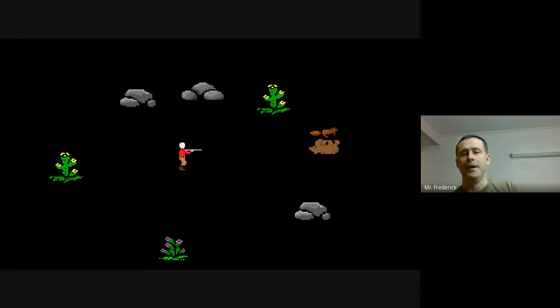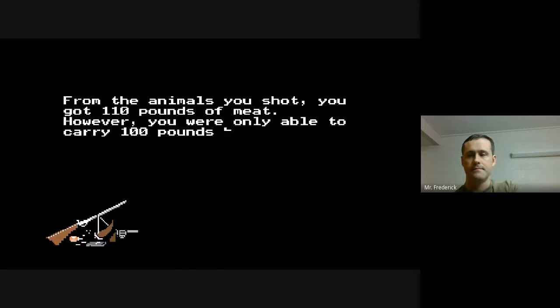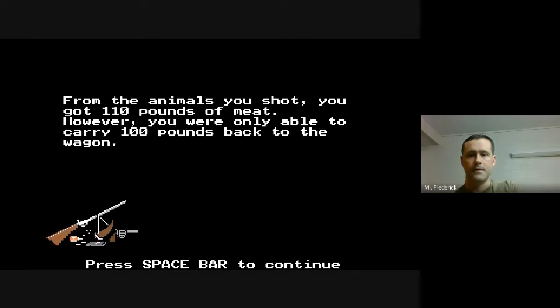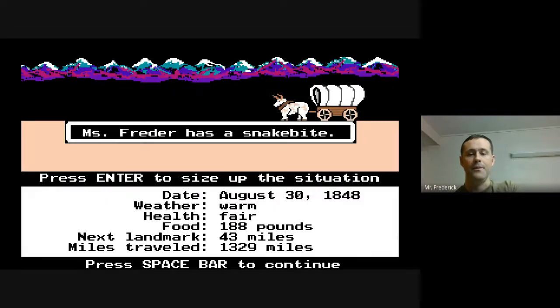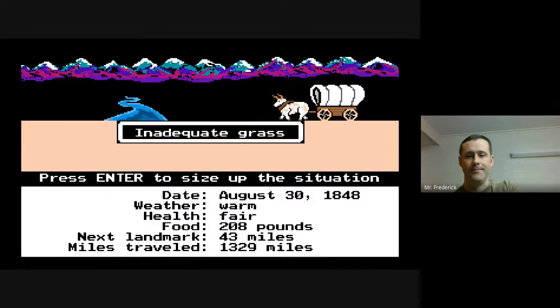All right, got a bear. That'll tide us over for 5 or 6 days. Right. Oh, and a snake bite after my dysentery and broken leg. I'm not having a good time.